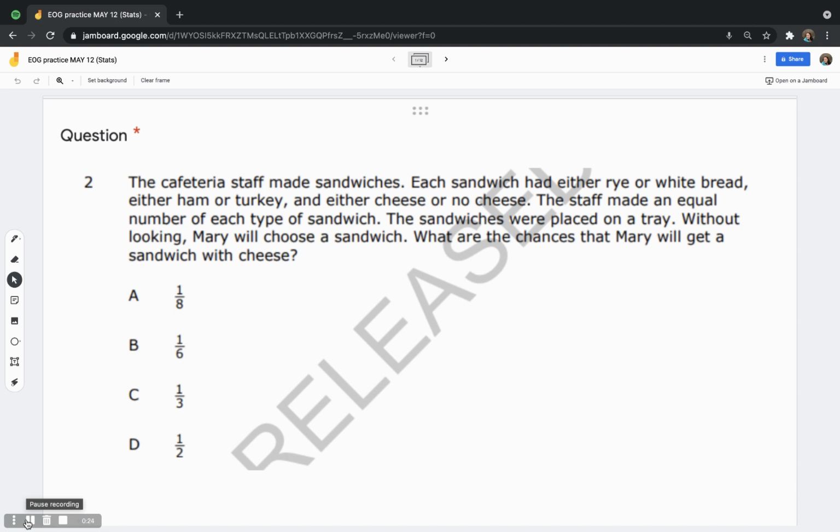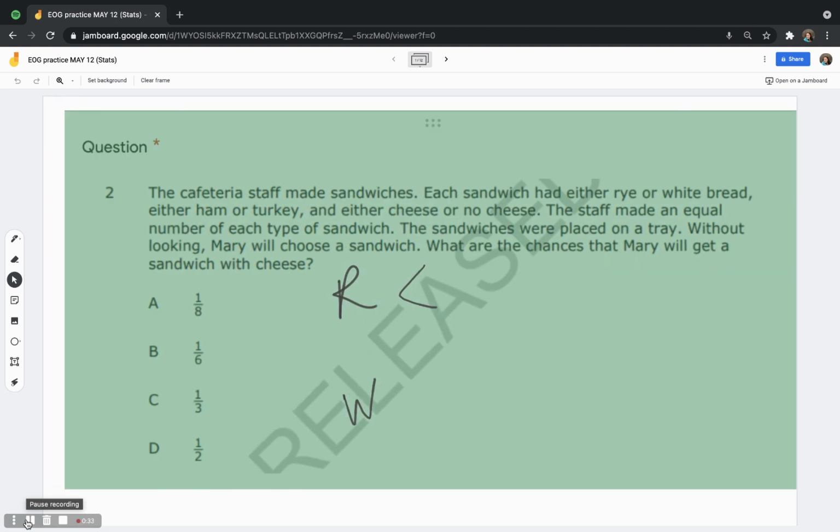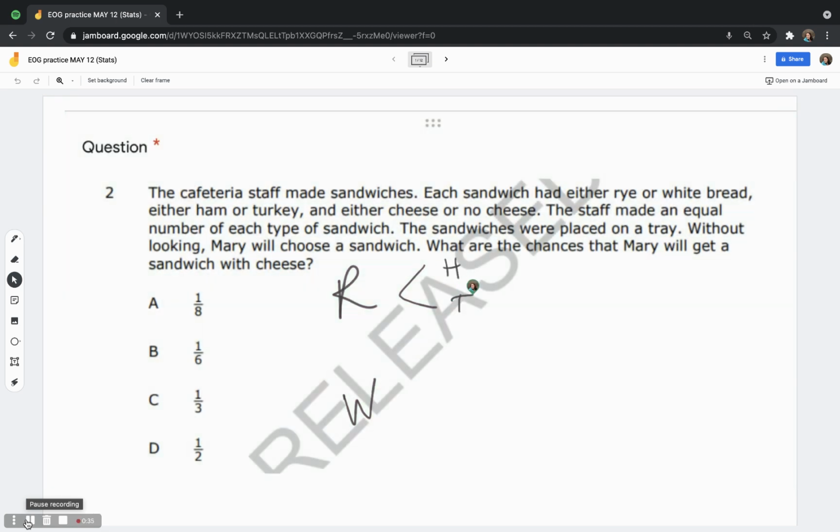So I'm going to make a tree diagram for this. So she can choose rye bread or white bread, ham or turkey, and then cheese or no cheese.